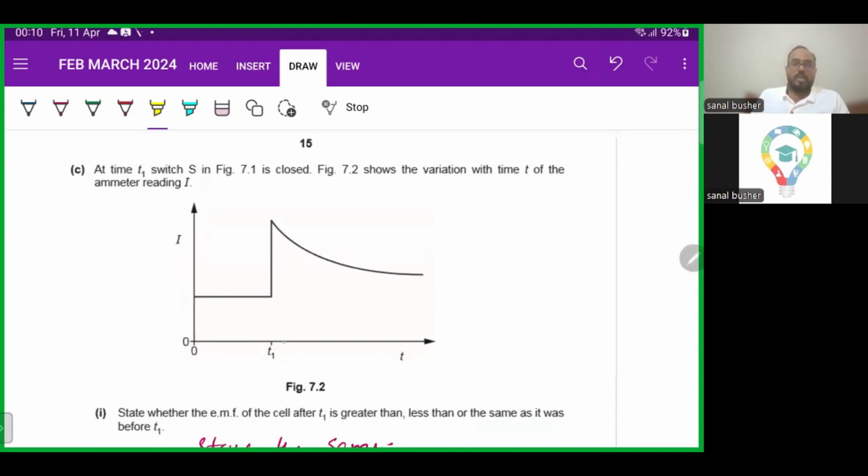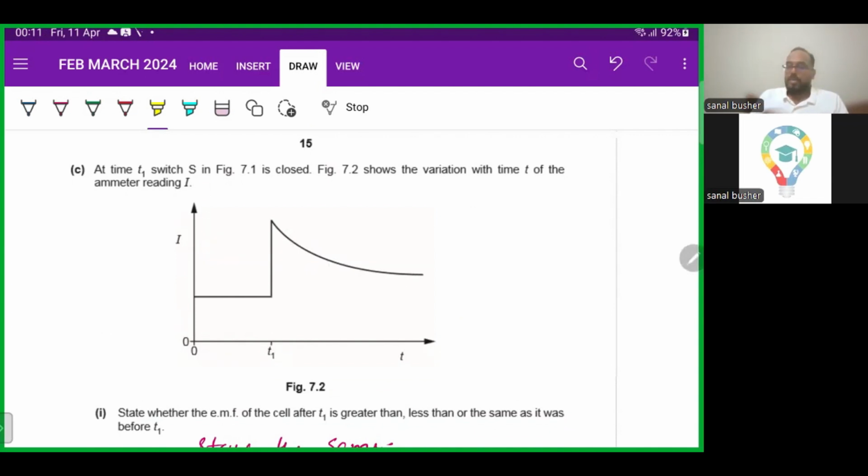A 3-mark question means you need to analyze the graph. Before t1, what is that? You can see the current is constant. At t1, one variation is there, which is increasing. After t1, it is decreasing. So 3 situations are there, and you will get 3 marks for that. Before that, what happened? Before the switch is closed, the resistance of the circuit is constant. That is why you are getting the constant current.